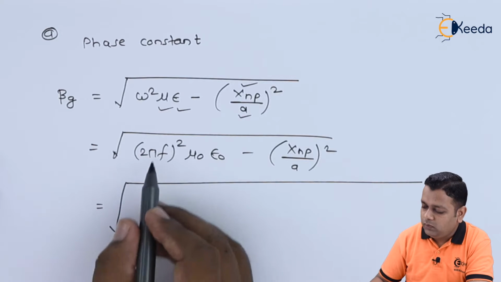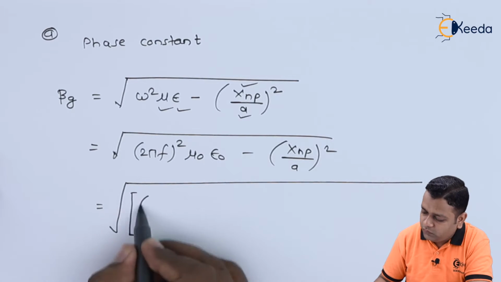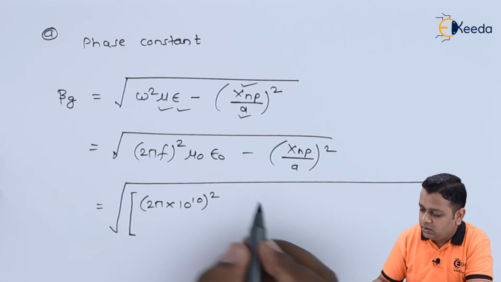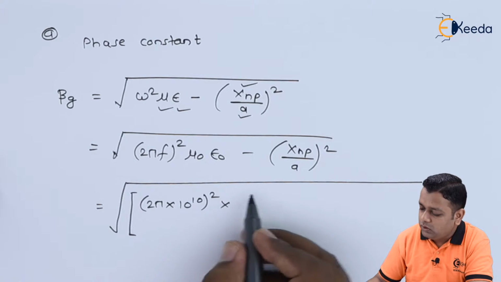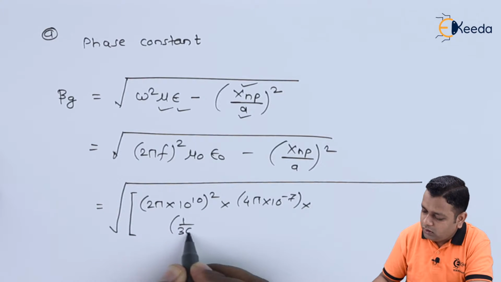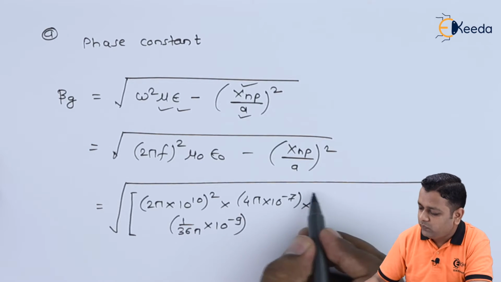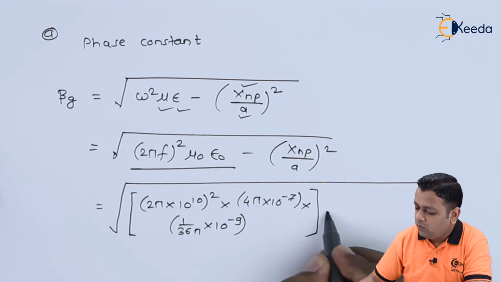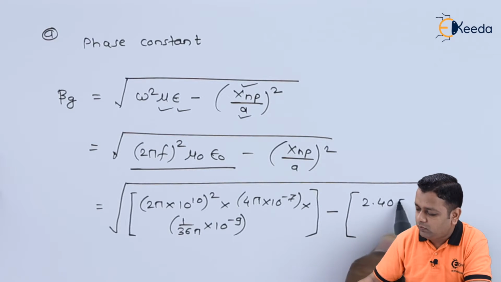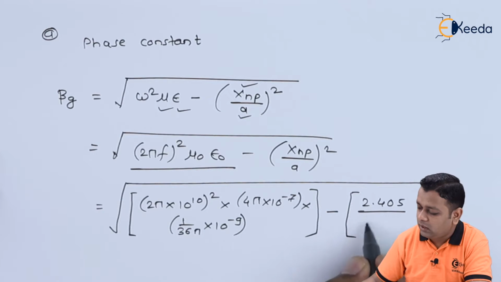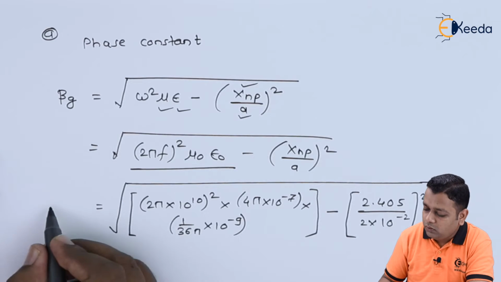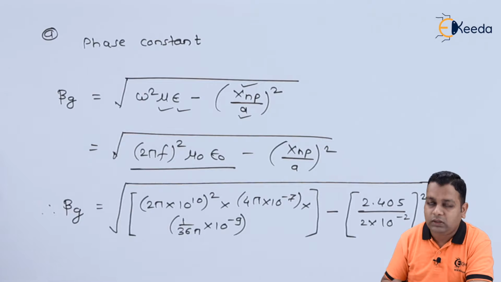So inside the square root, we have the first term. In the first term, we mention 2 pi into f is equal to 10 gigahertz, that we can substitute as 10 raised to power 10 here, the bracket is squared. This is in multiplication to mu 0 which is 4 pi into 10 raised to power minus 7, whereas epsilon 0 is 1 upon 36 pi into 10 raised to the power minus 9. So this is the first term, while we have the subtraction of the second term from it. In the second term, we have x suffix np 2.405 divided by small a, which is equal to 2 centimeter, that is 2 into 10 raised to power minus 2. This is also to be squared here. This way we have substituted all the values to obtain the phase constant inside the given waveguide.